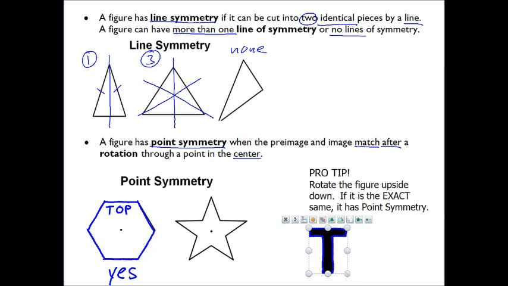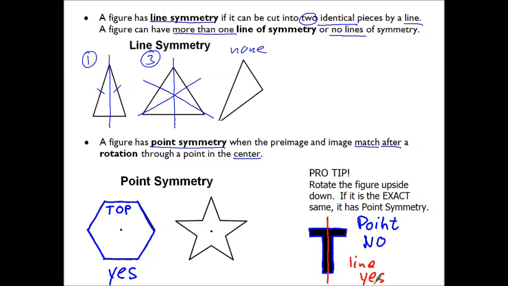As we are rotating our T, does it at any point match the original pre-image? Nowhere, unless it goes all the way back to where we start. So our T does not have point symmetry. It does, however, if we take a look, it does have line symmetry. If we put a line here across, line symmetry it does have. So at least something, right?